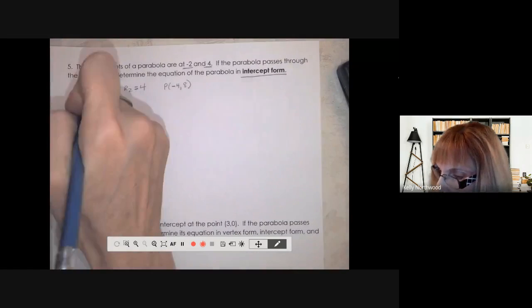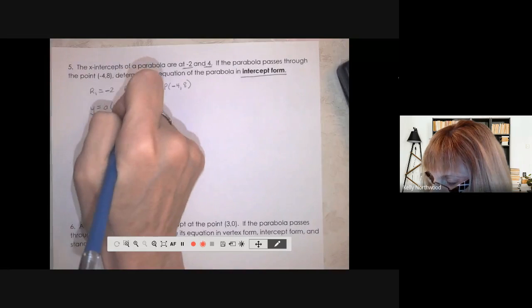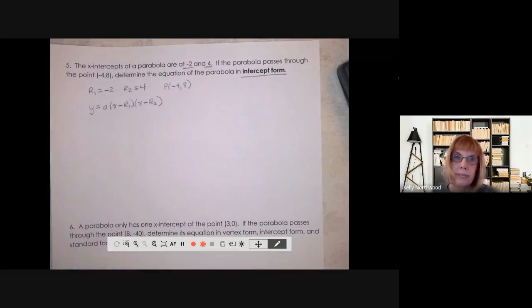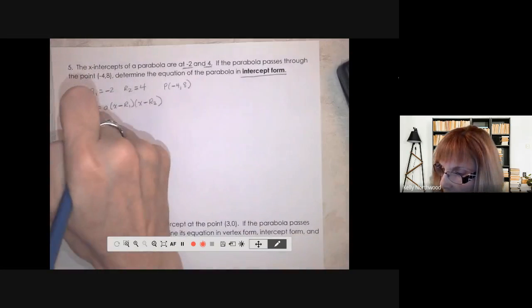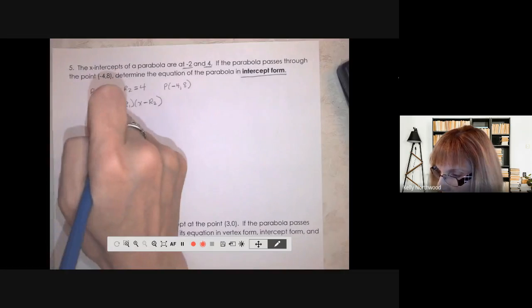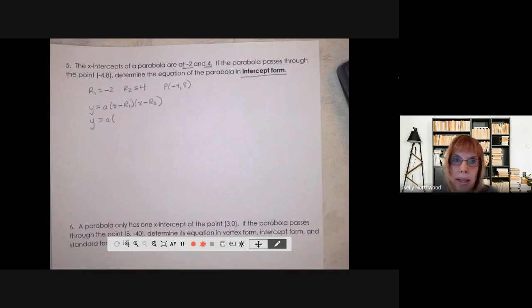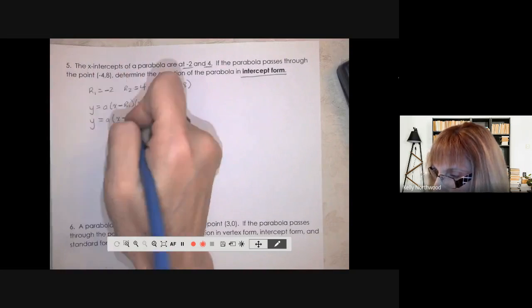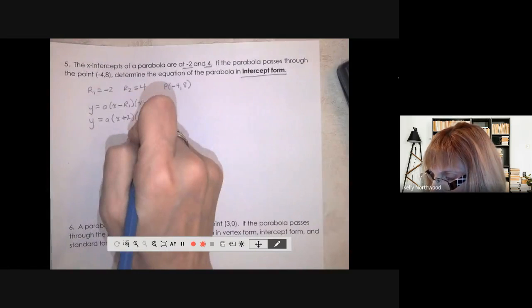So first of all, I need to know the general formula for intercept form and write it down. Substitute in my x-intercepts, remembering that there's a minus in the formula. To get the signs wrong in the middle here is to get the question wrong, so be really careful. So I'm thinking x minus -2 is going to become x plus 2 and x minus 4.